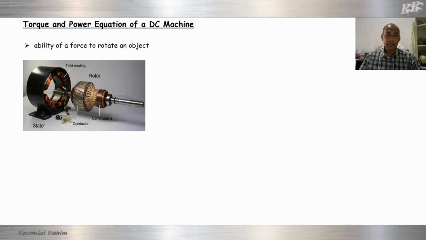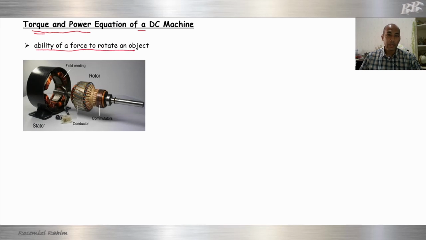Hello everyone. In this video, I'm going to discuss the torque and power equation of a DC machine. By definition, torque is the ability of a force to rotate an object.